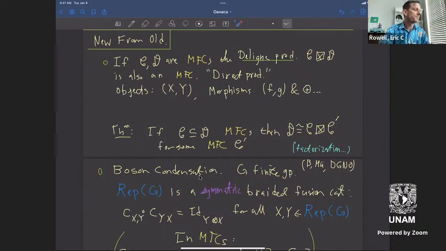Fundamental construction. And it turns out that there's kind of a converse in some sense. If you happen to have a modular fusion category sitting inside another modular fusion category, then the bigger one automatically factors as a product of modular categories. Okay. It isn't necessarily a unique factorization, but there is a factorization. You can break them apart.